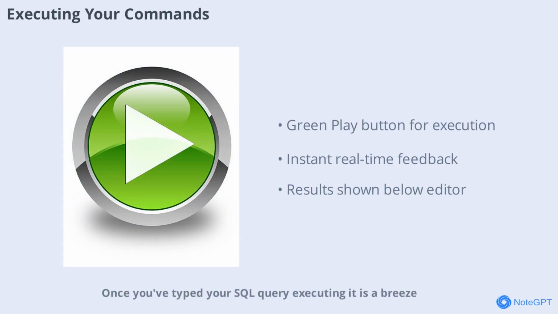So you've typed your SQL query, and executing it is a breeze. In the bottom right corner, you'll find a distinct green play or send button. Think of this as your enter key, just tap it to run your command instantly. The app processes your request in real time so you get immediate feedback. Your results appear directly below the editor in a clean, structured format, making it easy to verify your queries and analyze data on the go. This instant feedback loop helps you learn and iterate quickly, ensuring your workflow remains smooth and productive.